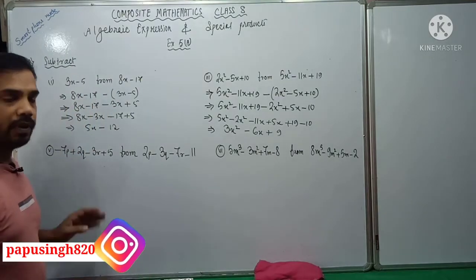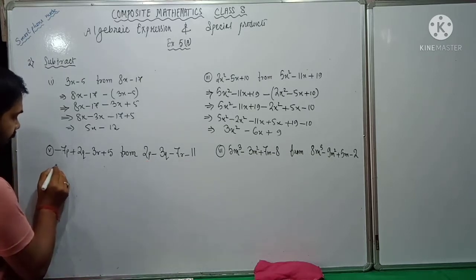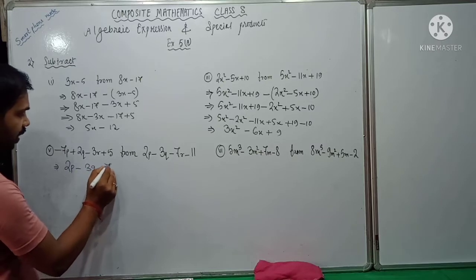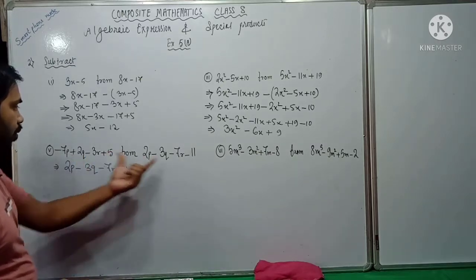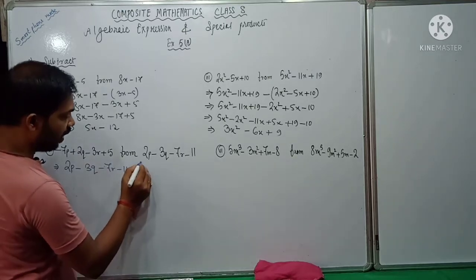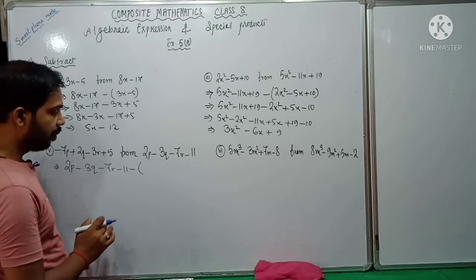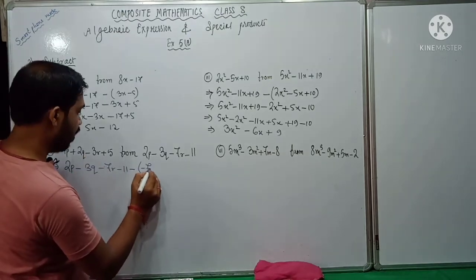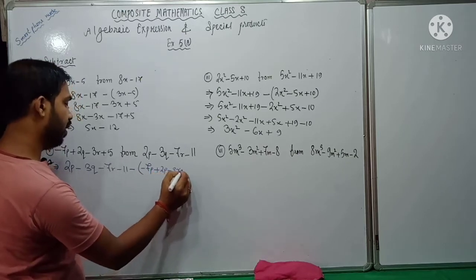Okay. Now you see, number 5 we will do. We will write first this expression. So it is 2p minus 3q minus 7r minus 11, and since I will subtract this from here, I will put a minus sign, and before writing this I have to put a bracket, otherwise a sign misconception may develop. So it is 7p plus 2p minus 3r plus 5.